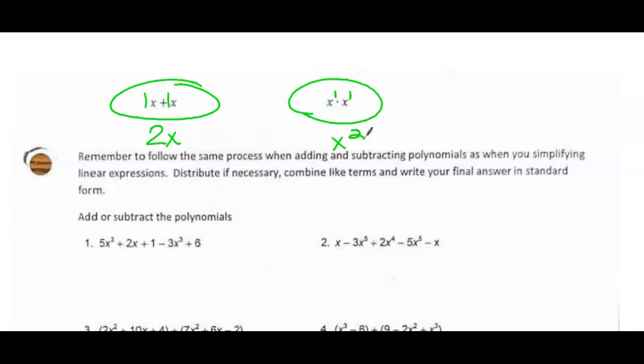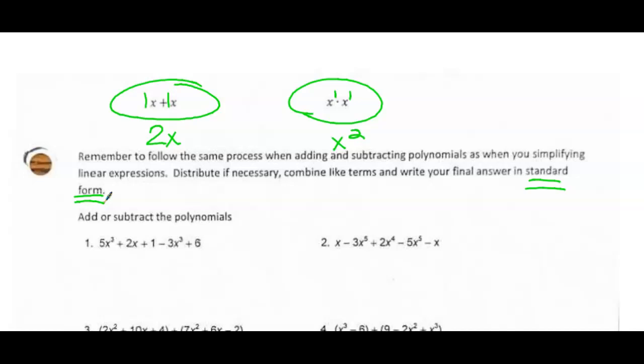So it says, remember to follow the same process when adding and subtracting polynomials as when you would simplify linear expressions. Distribute if necessary, combine like terms, and write your answer in standard form. Standard form means highest exponent to the lowest.